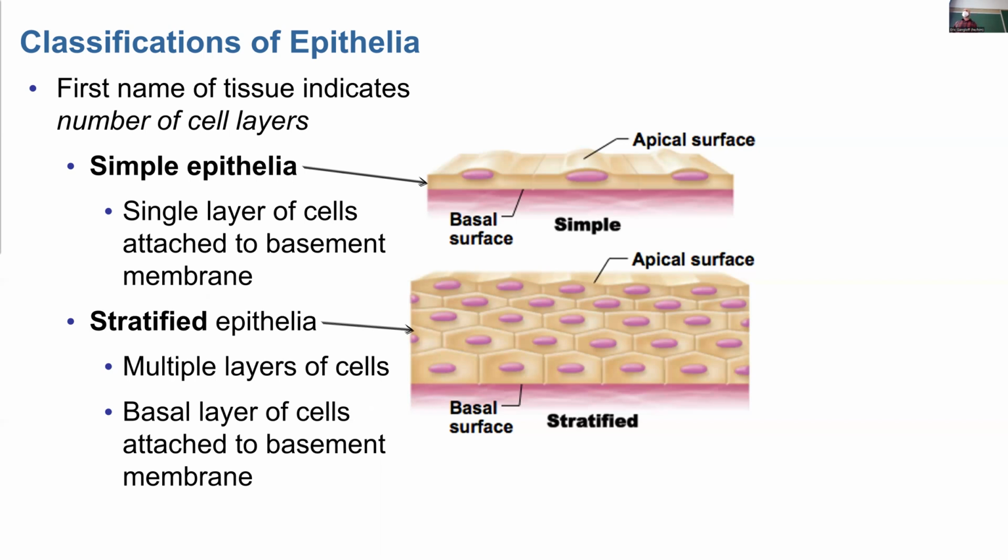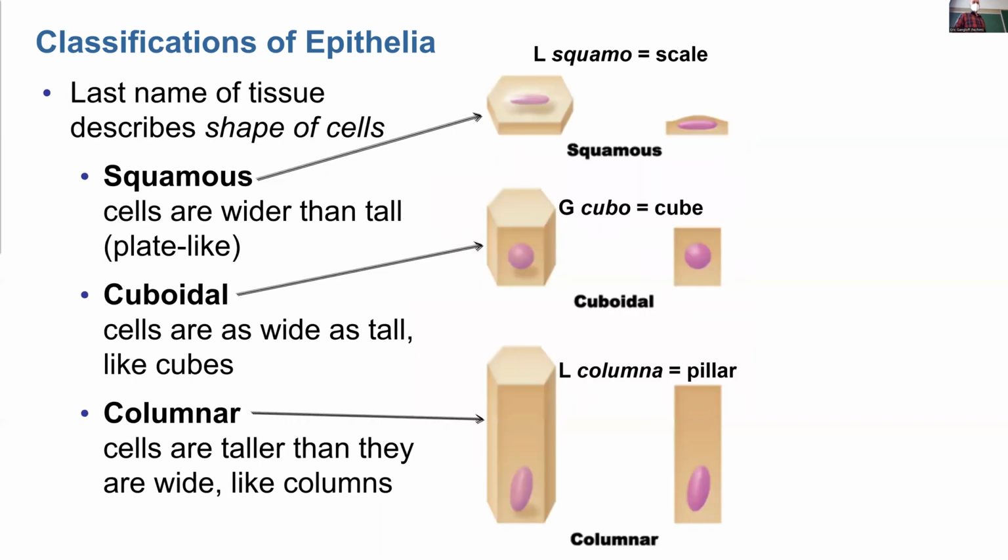Notice that in both cases, we still have the apical and the basal surface, and the basal surface is attached to underlying connective tissue. So that's the first way we classify epithelial cells. The second way we classify them is by their shape. We have three shapes of epithelial cells: squamous, cuboidal, and columnar.